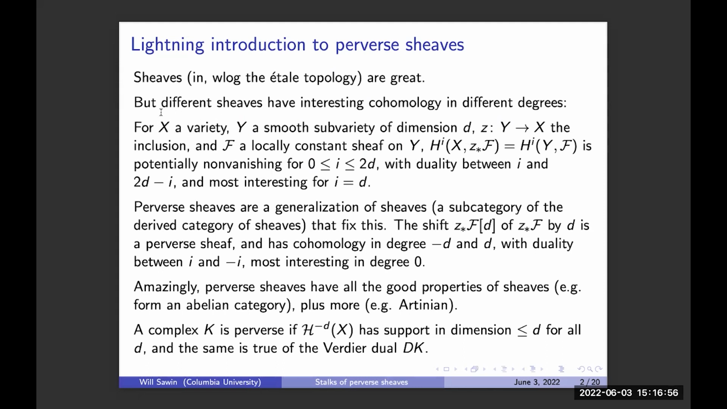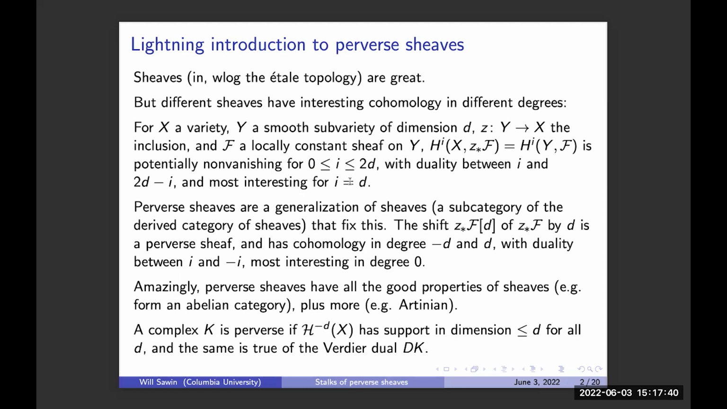If we have a variety x and some smooth subvariety y, a nice sheaf is obtained by taking any kind of locally constant sheaf on y and extending it to x by push forward. And if you do that, the cohomology of your sheaf will equal the cohomology of y with coefficients in a locally constant sheaf, which by cohomological dimension results we know is concentrated between degree 0 and degree twice the dimension of y. And there's a Poincare duality between degree i and 2d minus i. And then the most interesting degree is always the degree which is stable under Poincare duality, which is d. So it depends on the dimension of y.